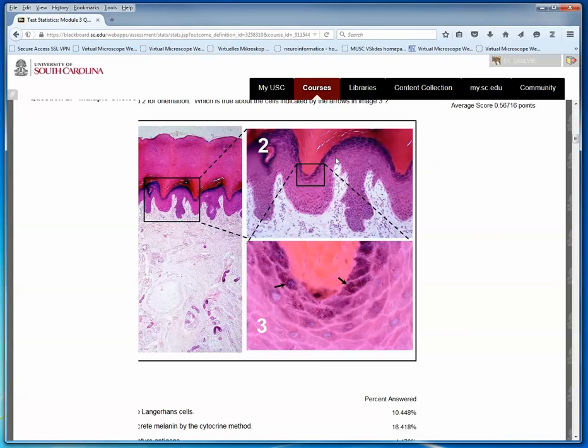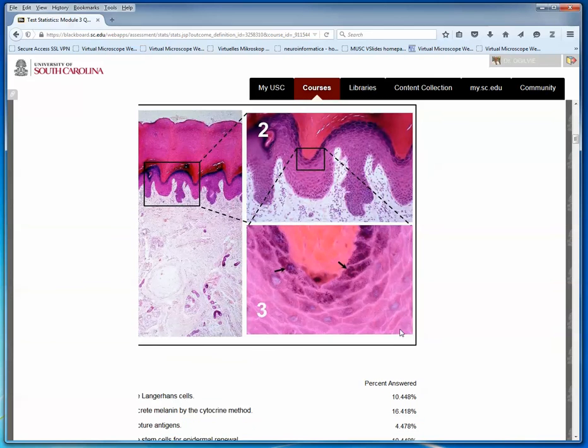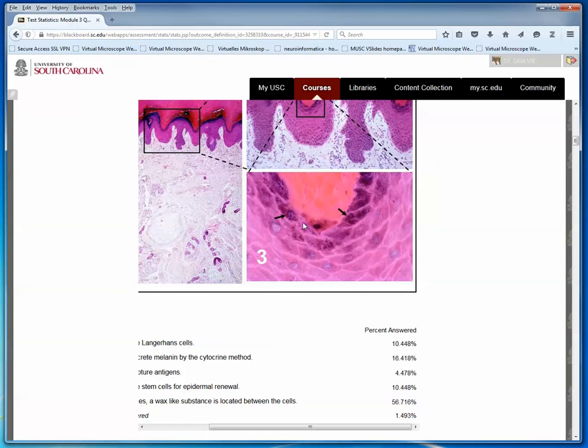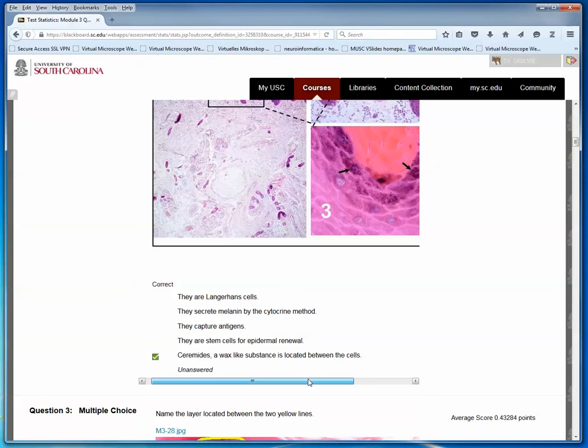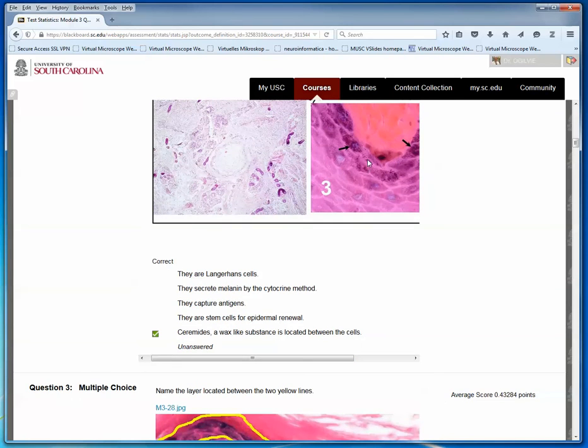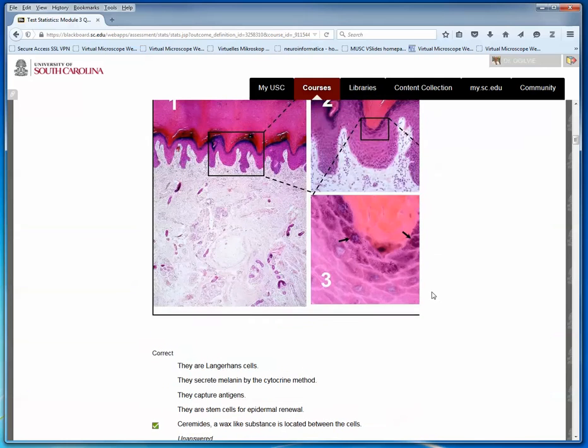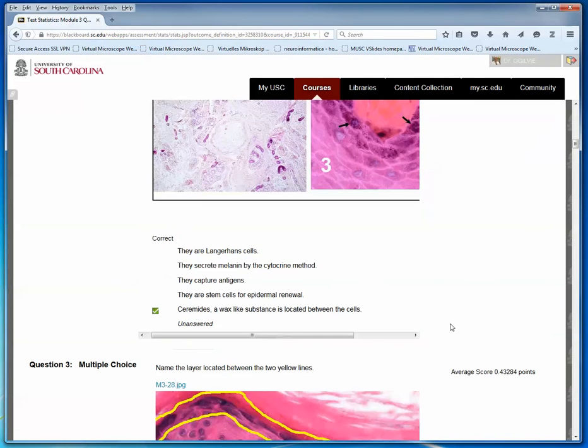And you can see we've boxed this area. So here would be the stratum basale. These are stratum spinosum cells here, and then stratum granulosum. And then up here we said, okay, what is deposited between these cells? Well, they are not Langerhans cells because they're stratum granulosum cells. They're not the cells that secrete melanin because those are the melanocytes. They're not the Langerhans cells, or otherwise you would see a very irregular nucleus in a light-stained cytoplasm. And they're certainly not stem cells because the stem cells will be down here in the stratum basale.